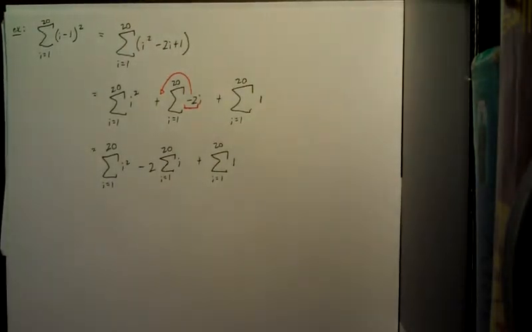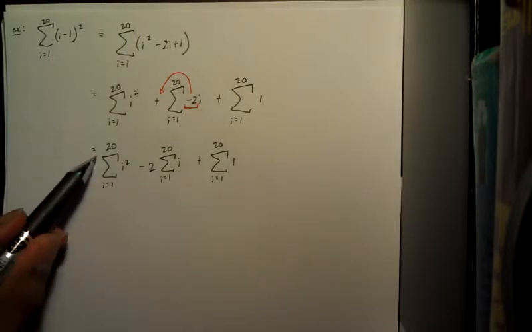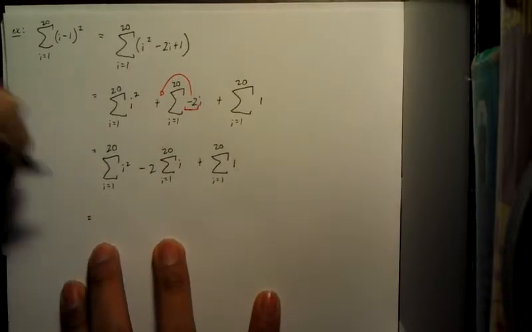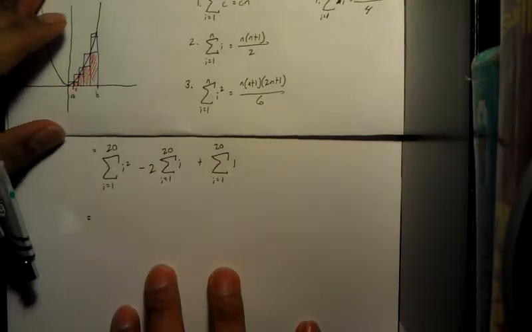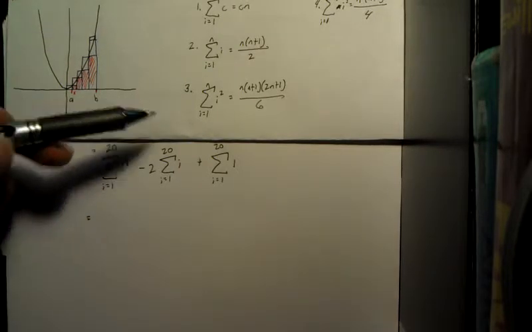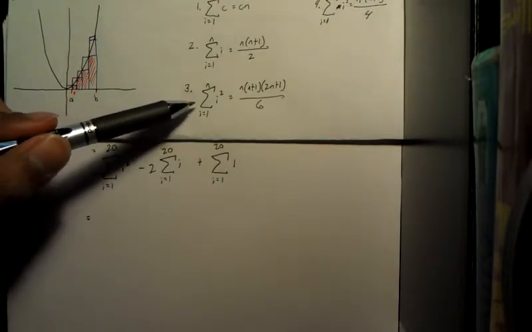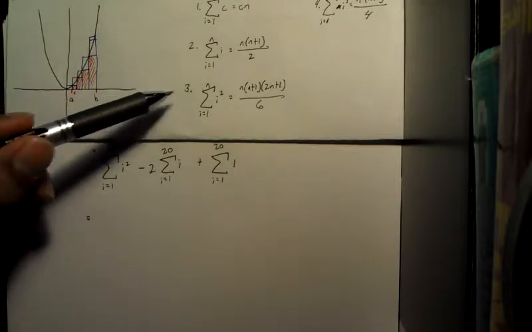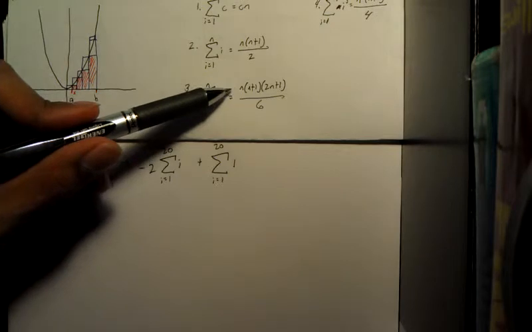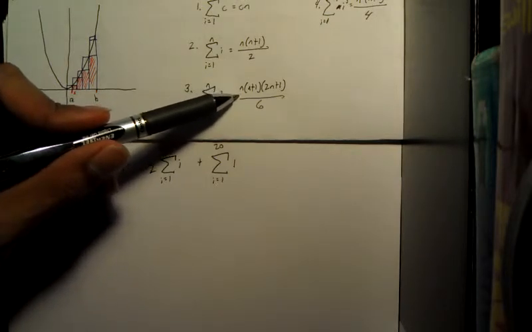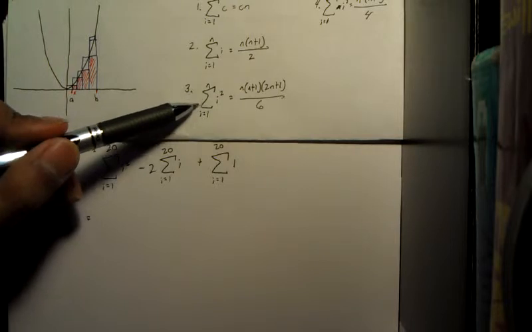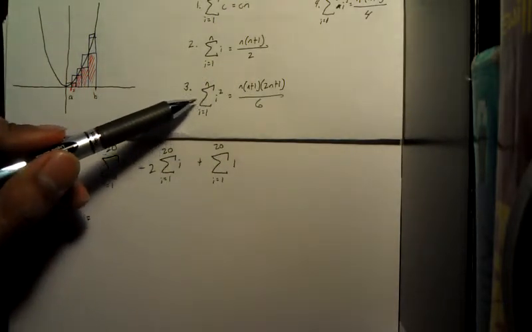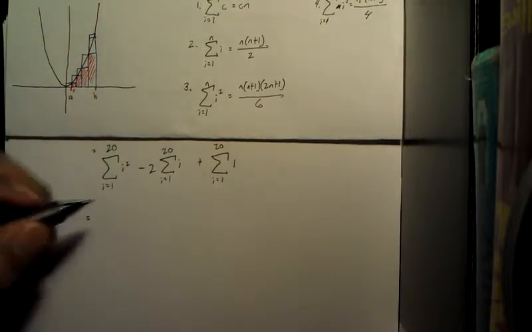Now this is where those summation formulas are going to come into play. For this first one we have an i squared, so we're going to be using number 3 right here. In this case our n is 20, so instead of putting in an n, we can substitute 20 for that, and then this entire piece just converts to this. So you're going to drop this summation sign also.